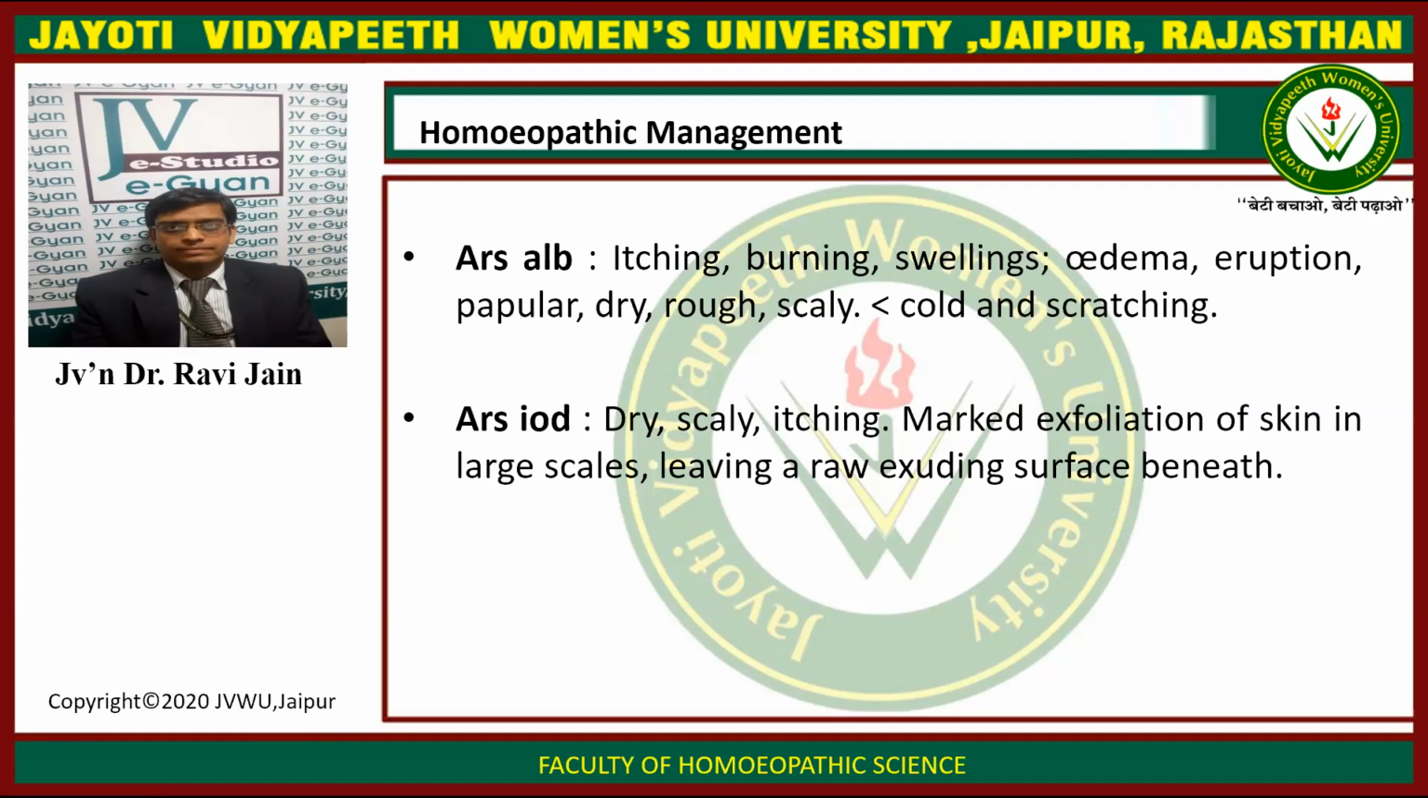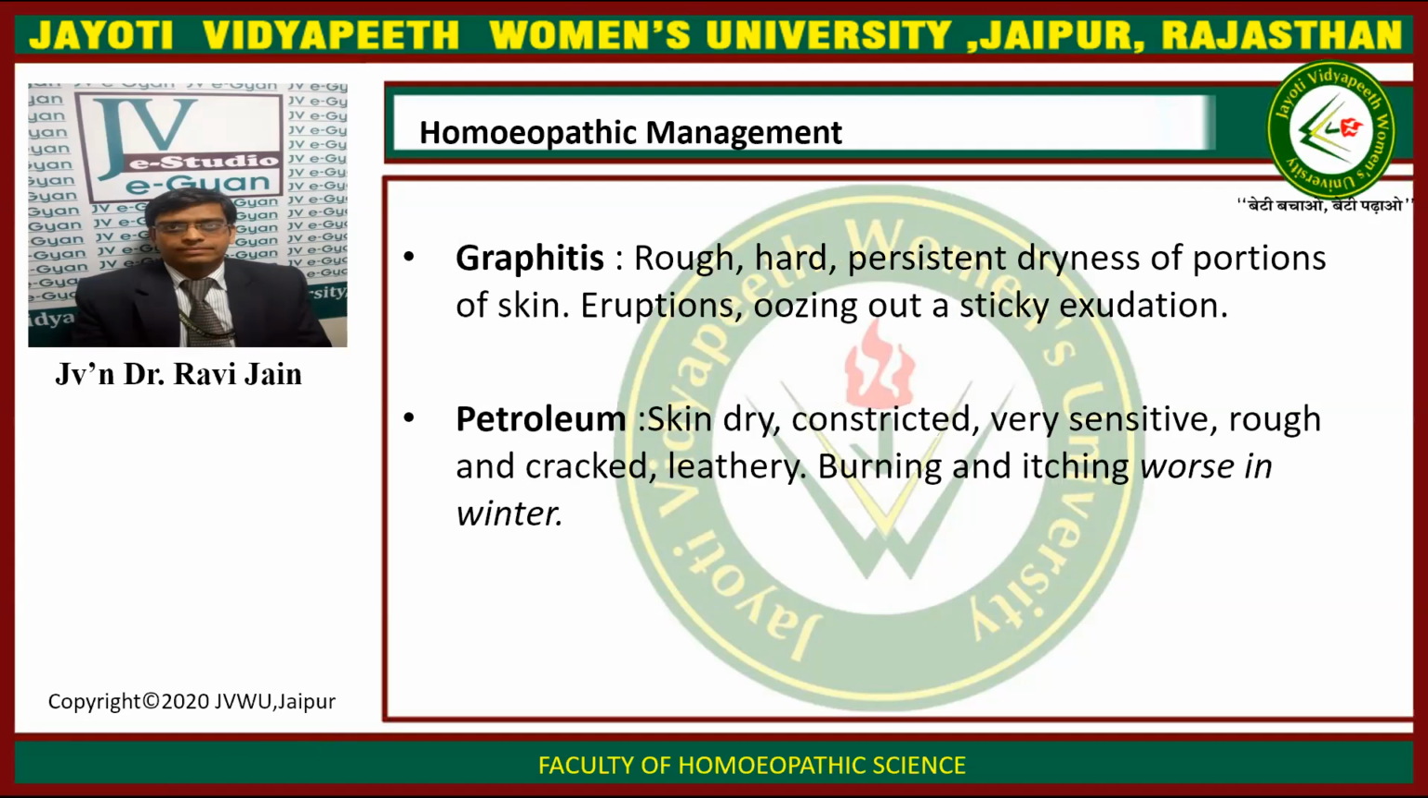Next we have Ars iod. Ars iod contains dry and scaly itching. It has marked exfoliation of the skin in large scales, leaving a raw, exuding surface beneath. Next, we have graphites. Graphites has rough, hard, persistent dryness of portions of the skin, the eruptions oozing out a sticky exudation. In petroleum, we have dry skin with constricted, very sensitive, rough and cracked leathery skin with burning and itching that is worse in winters.